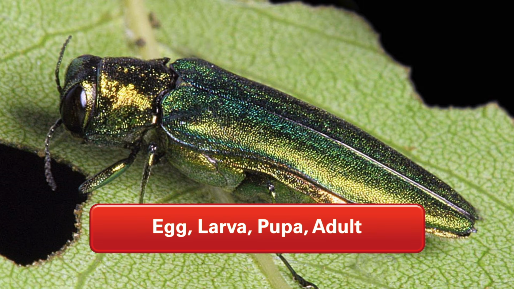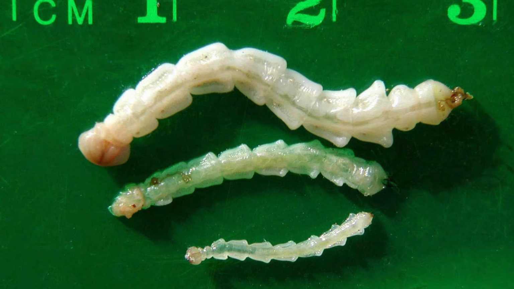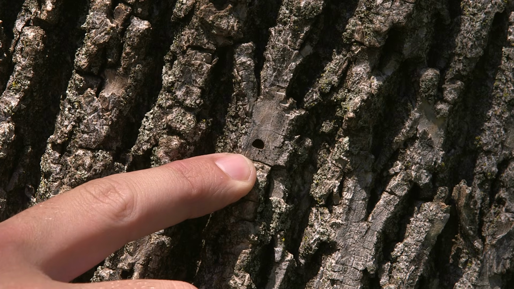larva, pupa, and adult. The emerald ash borer female lays her eggs on the bark of the ash tree. The larvae hatch from the eggs and burrow underneath the bark and start feeding. The emerald ash borer pupates underneath the bark, usually overwinters as a pupa, and emerges as an adult beetle the next year, leaving that characteristic D-shaped exit hole.